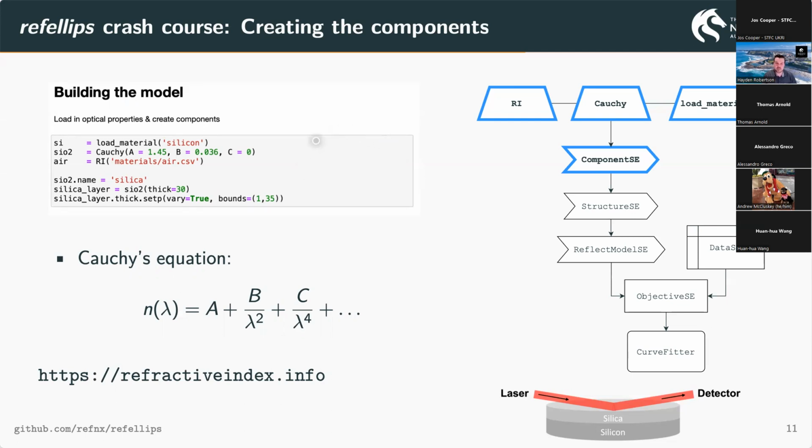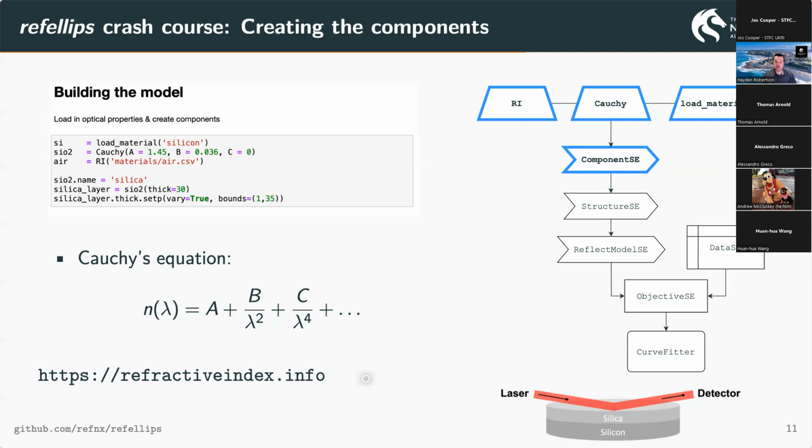And you can see here there's a couple of different ways to load in these properties. Refellips comes preloaded and distributed with some common materials, so silicon being one of them, and we can use the load material function for that. Alternatively, you could define a Cauchy model for your particular material, and you can do that using the equation down below. Or alternatively as well, you could just load in a dispersion curve, which is just columns of wavelength and refractive index and extinction coefficient. And this refractiveindex.info library has an enormous database of many different dispersion curves for many materials.